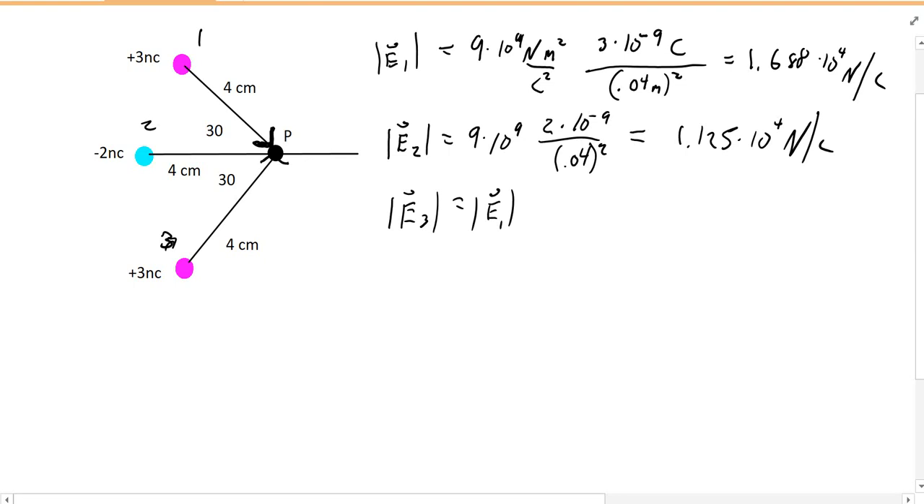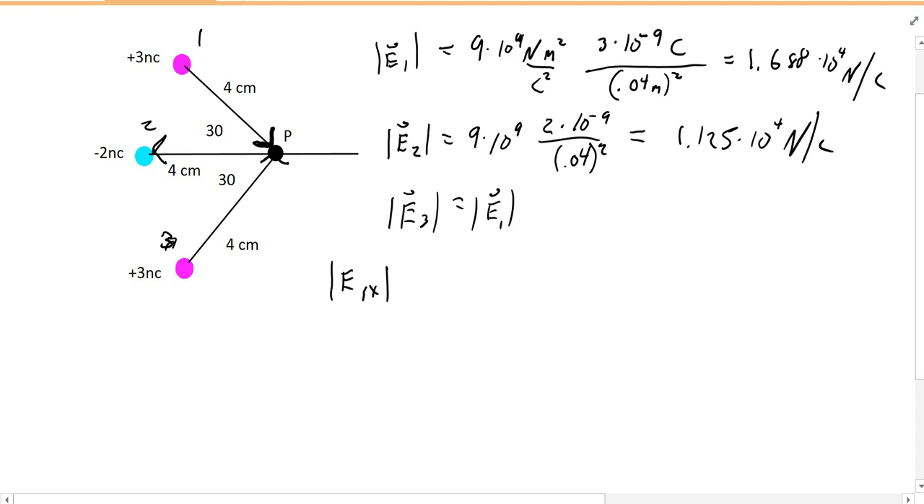All right, charge 2, that's a negative charge. So if I put a positive charge at point P, the negative charge, charge 2, would pull it in the negative direction. It would pull it over to the left. So that electric field is pointing that way. So now we have the magnitude and direction of each of the individual electric fields, but to find the total electric field, we need to resolve the individual electric fields into components and add them as vectors.